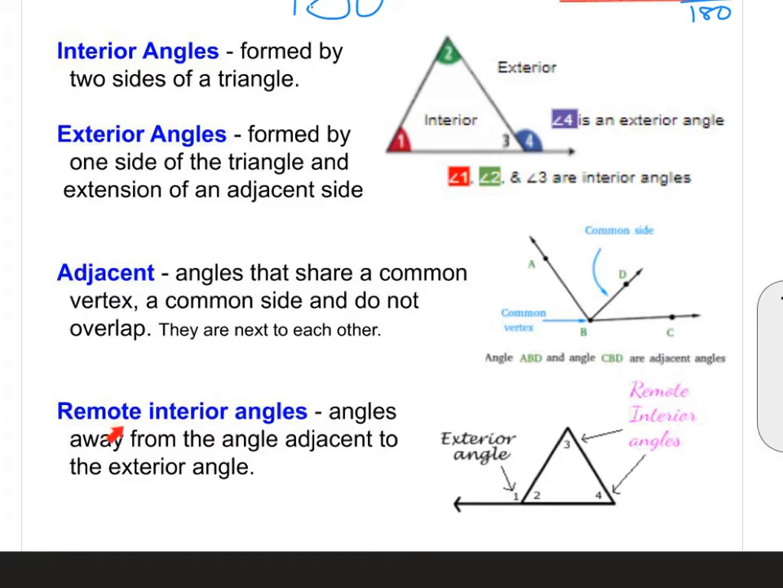Then you have this new terminology, remote interior angles. Those are the angles away from the angle adjacent, or next to, the exterior angle. So if you have your exterior angle, here's your exterior angle. The remote interior angles are the angles away from the adjacent one, so that 2 is adjacent to the exterior angle. These opposite ones are your remote interior angles. Those are some vocabulary words you need to know for this lesson.